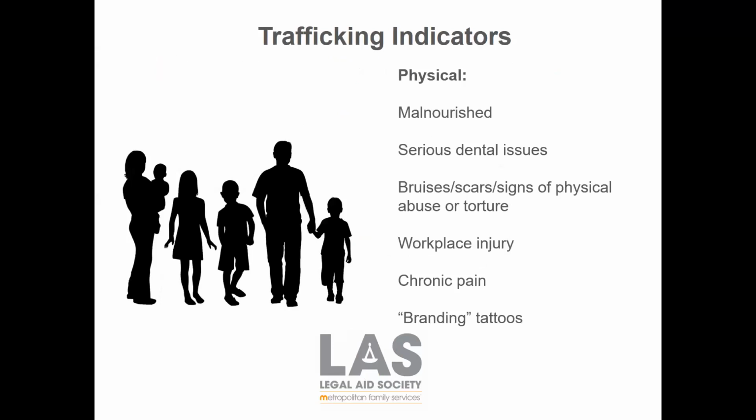Another physical indicator may be branding tattoos that show the name or symbol of their controller or trafficker. Besides names or symbols, the trafficker may have forced certain words associated with their power and control, such as loyalty or family, on their victims.